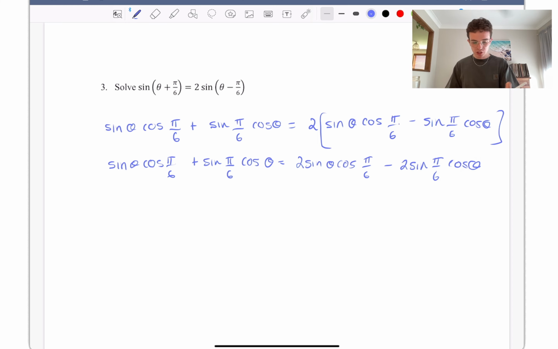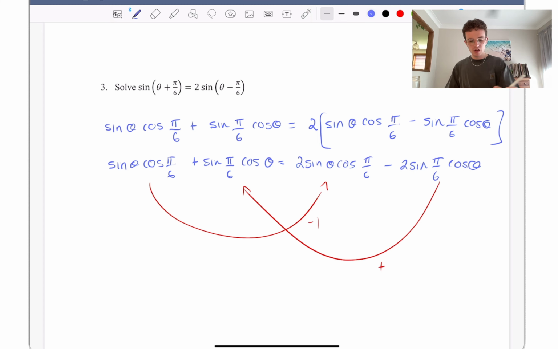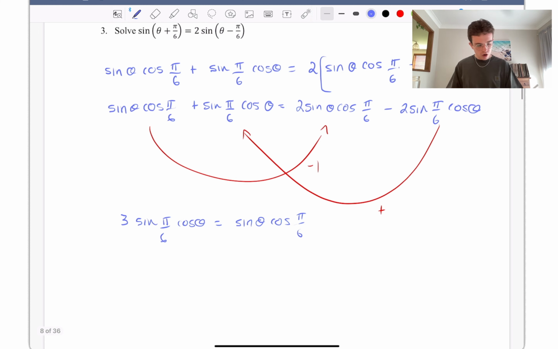Now we can see in this expression that sine of theta cos of pi on 6 is exactly what we see here, and this is exactly what we see here. So what we're going to do is plus this to the other side and minus this to the other side. So we're going to get 3 sine of pi on 6 cos of theta is equal to sine of theta cos of pi on 6. Now, sine of pi on 6 is a half, so this is going to be 3 on 2 cos theta, and cos of pi on 6 is root 3 on 2, so root 3 on 2 sine theta.